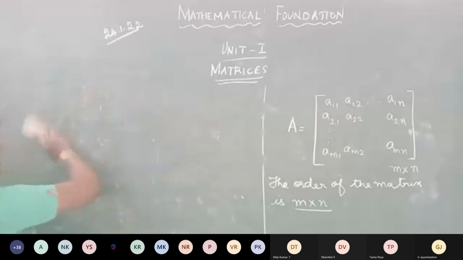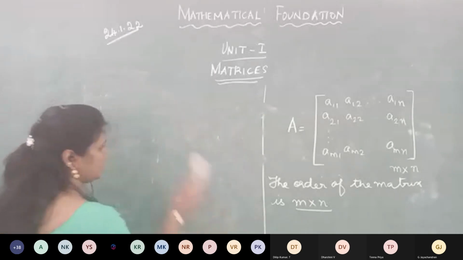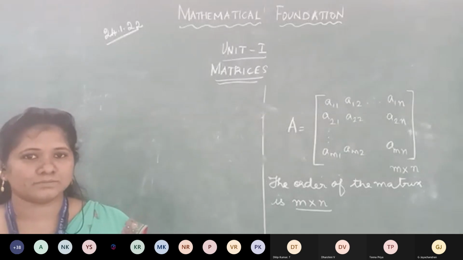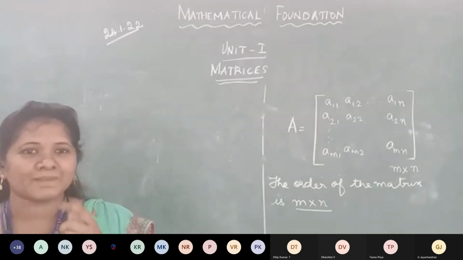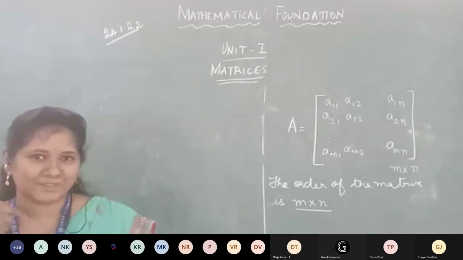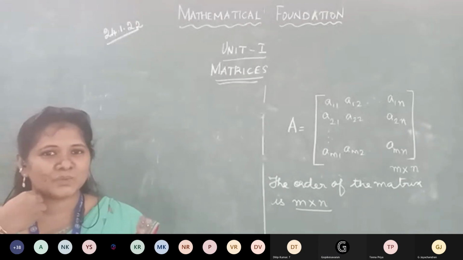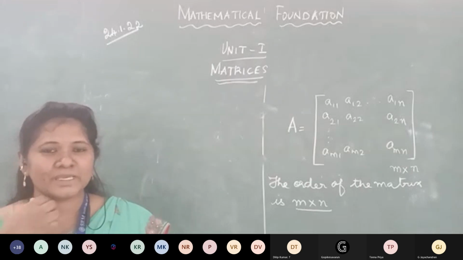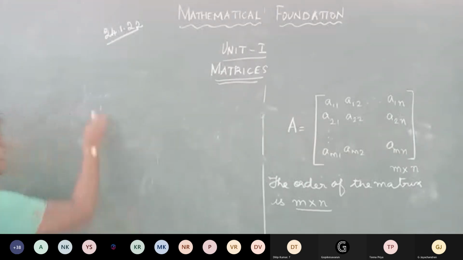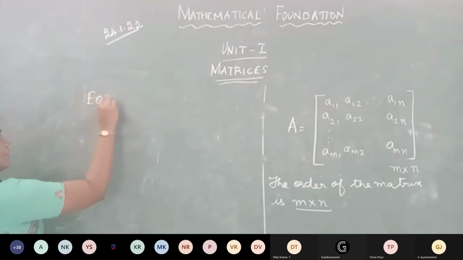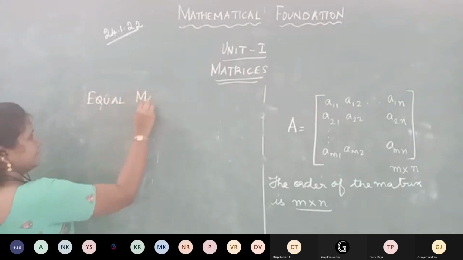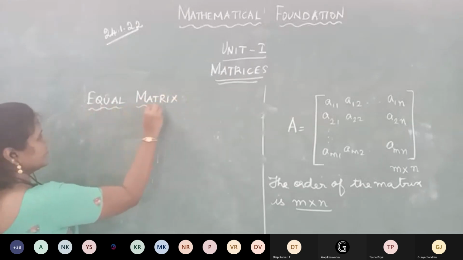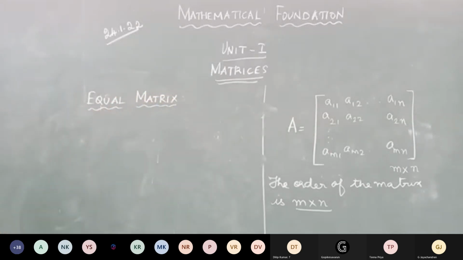Anyone of you tell me what is equal matrix? Equal matrix. Number of rows and columns are equal. Very good. If your rows and columns are equal, the elements are also equal, then it is called your equal matrix. Very good. So write the definition. Write your heading as equal matrix.